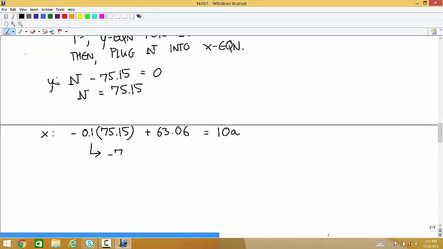Or negative 7.52, let's call it, plus 63.06 is equal to 10a. Can someone subtract those for me? Okay, 55.55, so a is equal to 5.55.